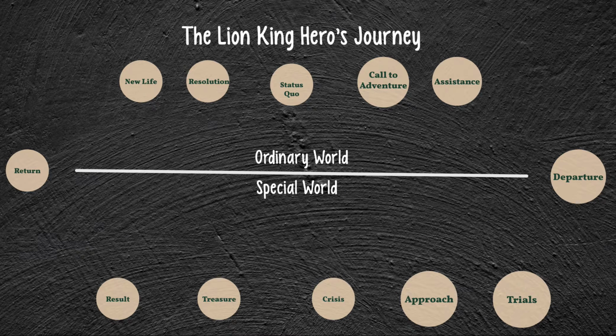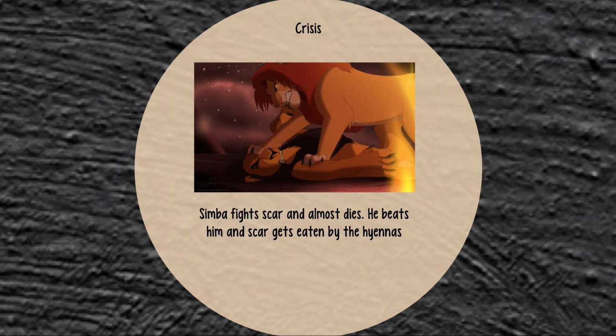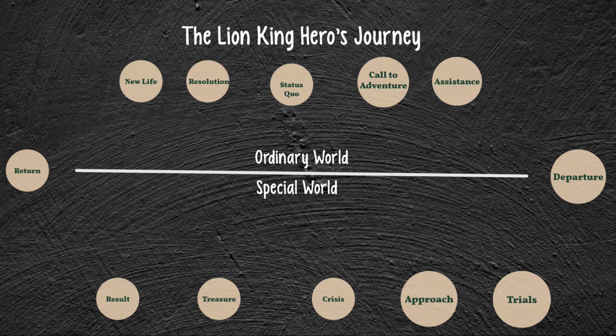So then, once he gets there, he's got to face this crisis. The crisis is that his uncle has taken over the Pride Lands, and now Simba has to step up and say, I'm the rightful king, you're out of here. There's a fight where Simba almost dies because Scar is holding him over the ledge. And he's like, this looks familiar. I think this is exactly like how I killed your dad. And then Simba decides he's had enough and tosses Scar overboard, and it's strongly suggested that the hyenas eat him.